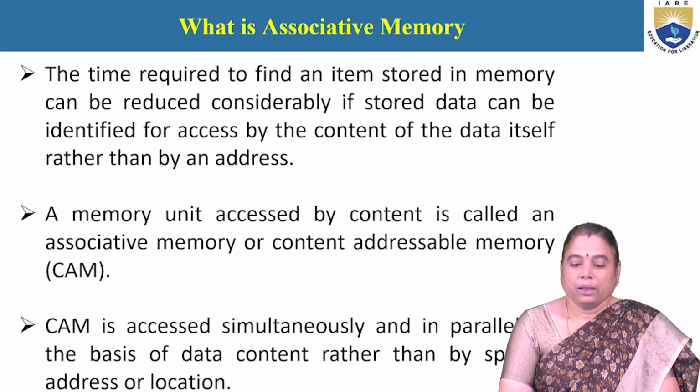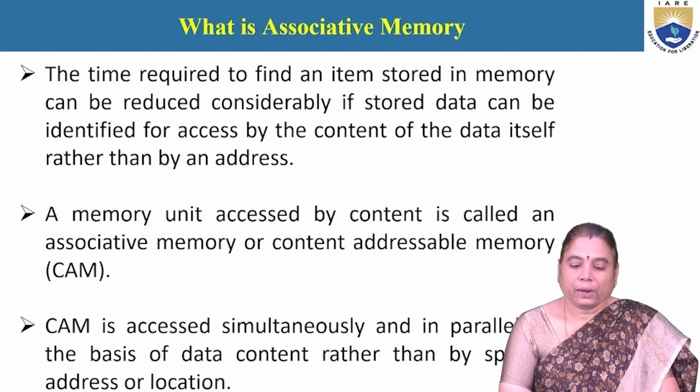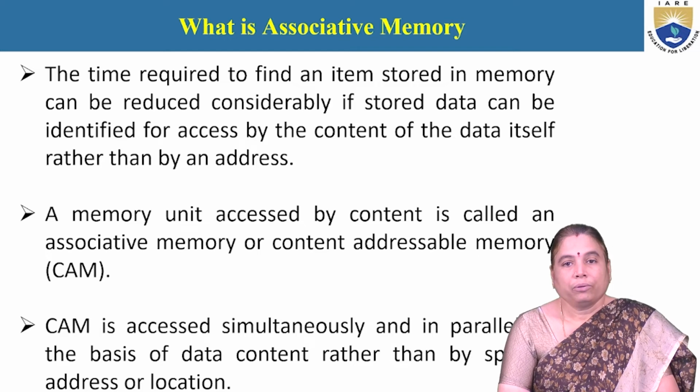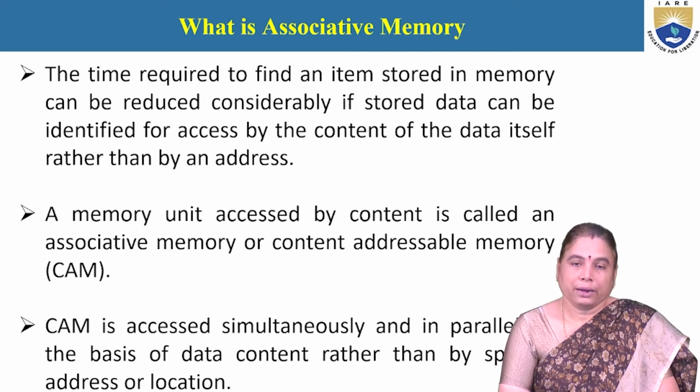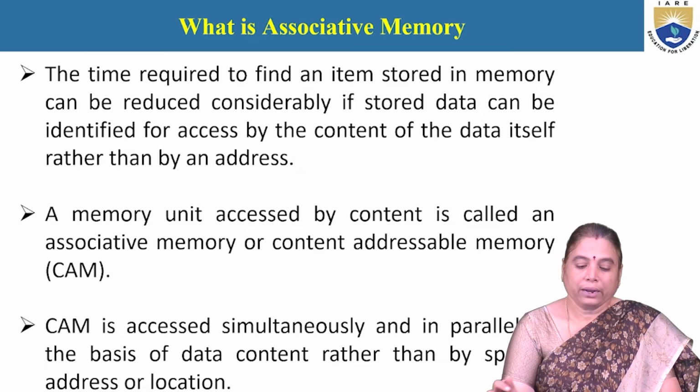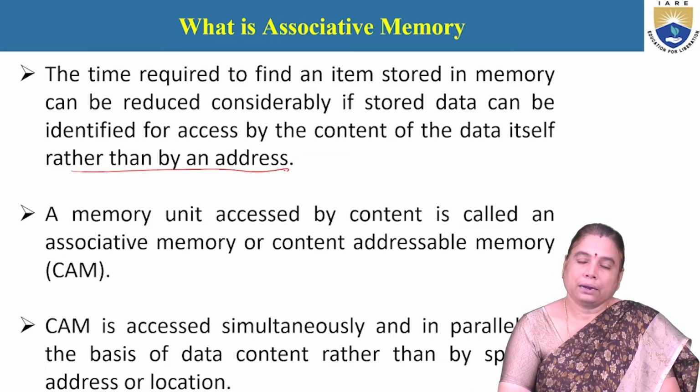Next term is: what is associative memory? Whenever the content of the main memory is accessed, it is possible with the address only. By specifying the address, the content from the main memory can be retrieved. The time required to find an item stored in the main memory can be reduced considerably if stored data can be identified for access by the content of data itself rather than by address.